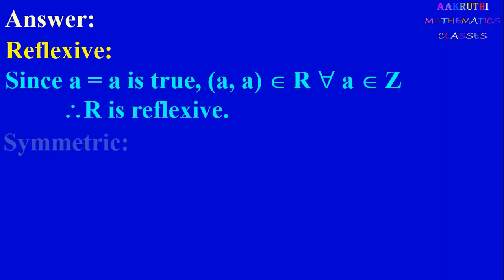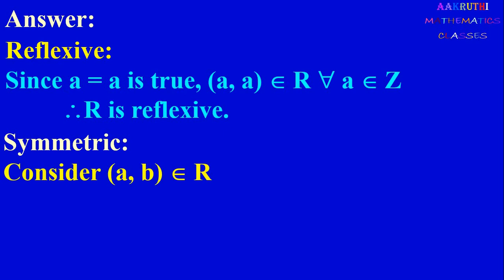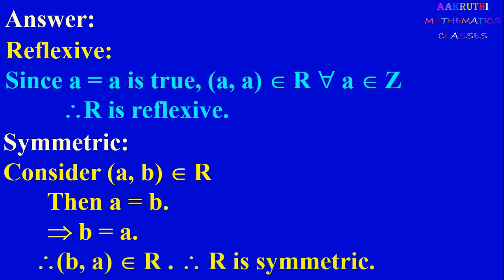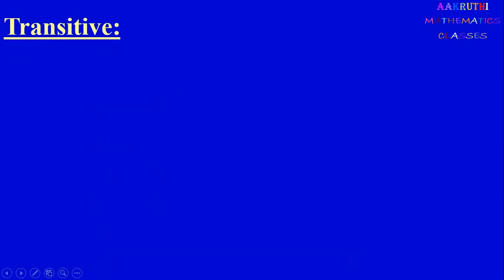Now we check symmetric. So take (A, B) belongs to R. Then A equals B. If A equals B, then B is also equal to A. Therefore (B, A) also belongs to R. Therefore if (A, B) belongs to R, (B, A) also belongs to R. Therefore R is symmetric. So next it is transitive.